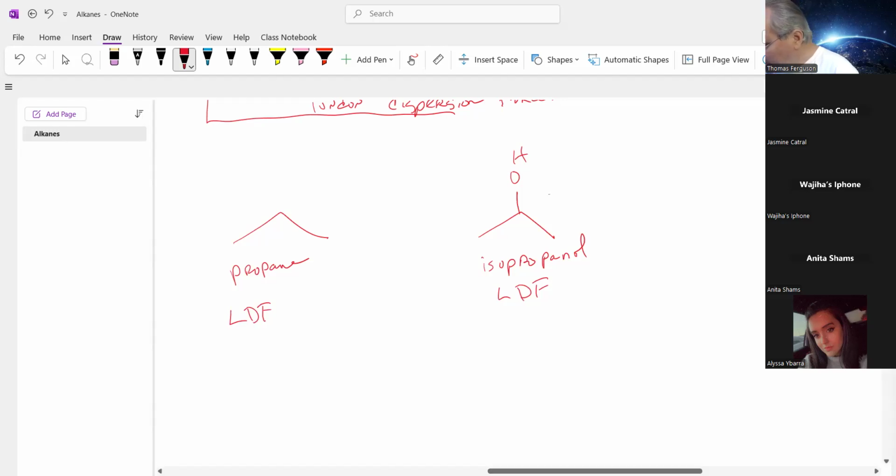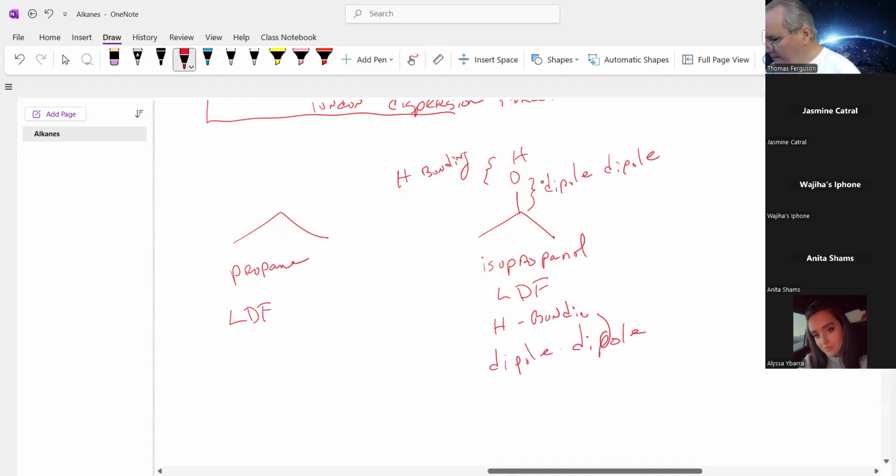So this is a, let's do this one. So the carbon oxygen bond there is a dipole-dipole. The oxygen hydrogen has hydrogen bonding. So we have H bonding, dipole-dipole. Sometimes the dipole-dipole is called permanent dipole. Mostly called dipole-dipole though. Okay, so those are all the IMFs for those two molecules.